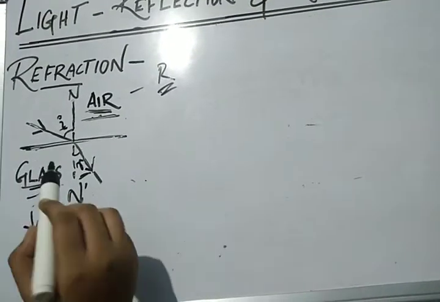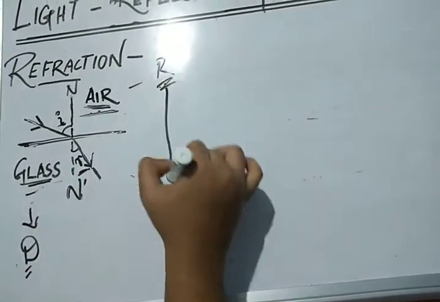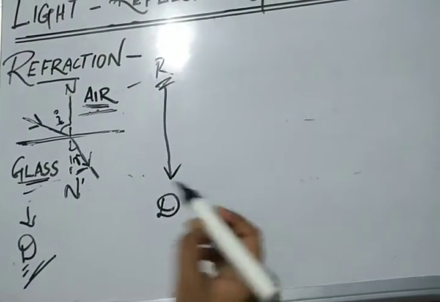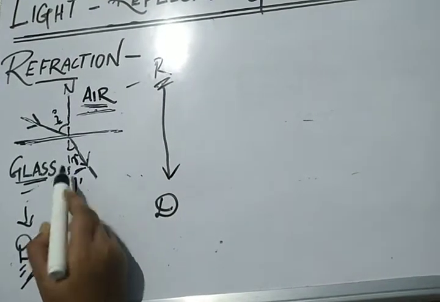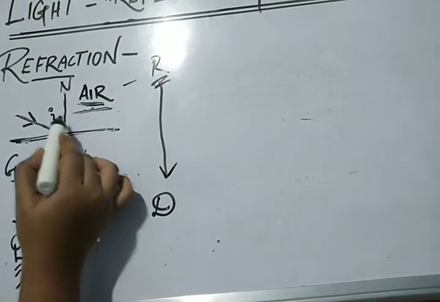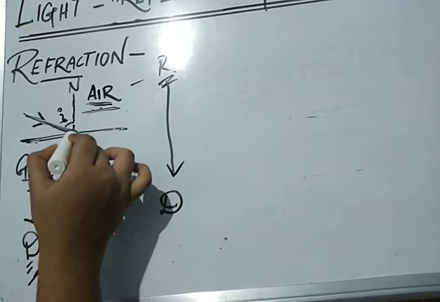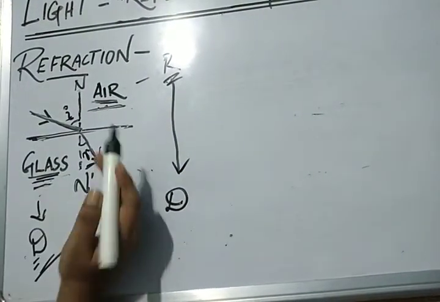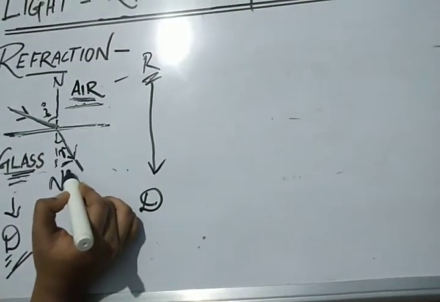If light travels from a rarer medium to a denser medium, light has a tendency to bend towards the normal. You see, this is the incident ray. It travels in air, and when it comes to a denser medium, to the glass, it bends towards the normal. You see, it is bending towards the normal.